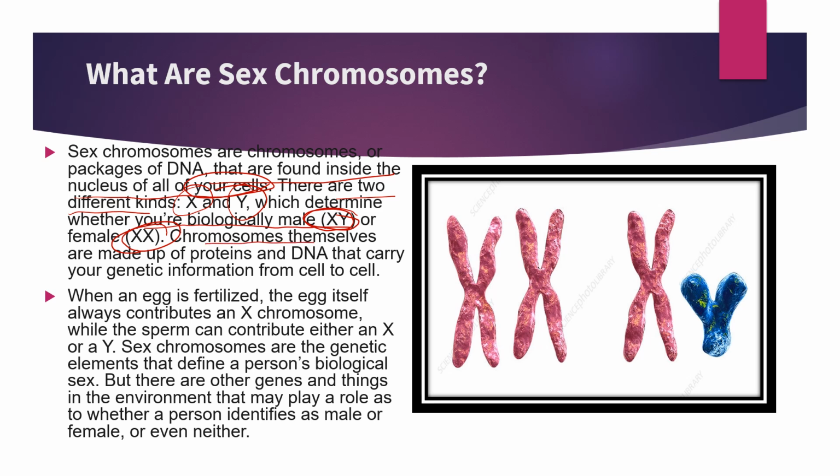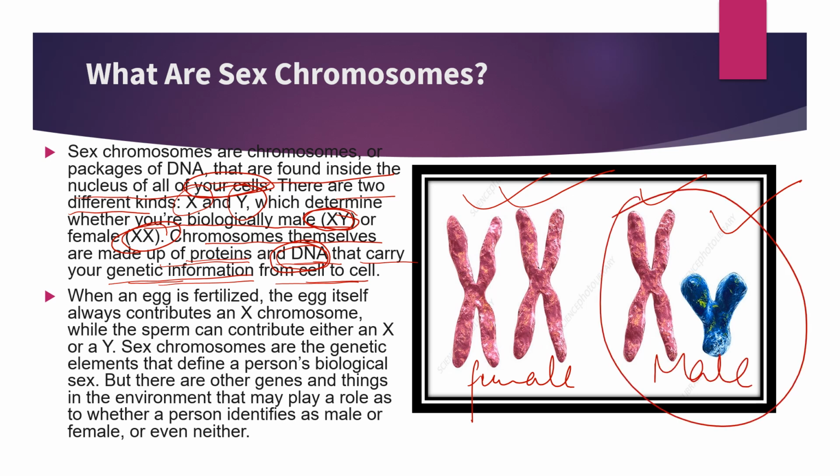Chromosomes themselves are made up of proteins and DNA that carry the genetic information. If you want to know in detail about the DNA and genetic makeup, I'll be discussing that in the future, but not in today's episode. So proteins and DNA make the chromosomes and carry your genetic information from cell to cell. This is the XX chromosome, present in the female, and this is the XY chromosome, present in the male. These are the sex chromosomes. Is it clear to all of you?